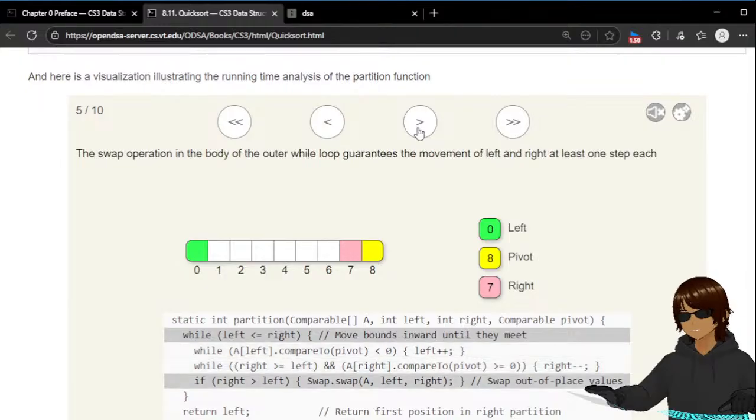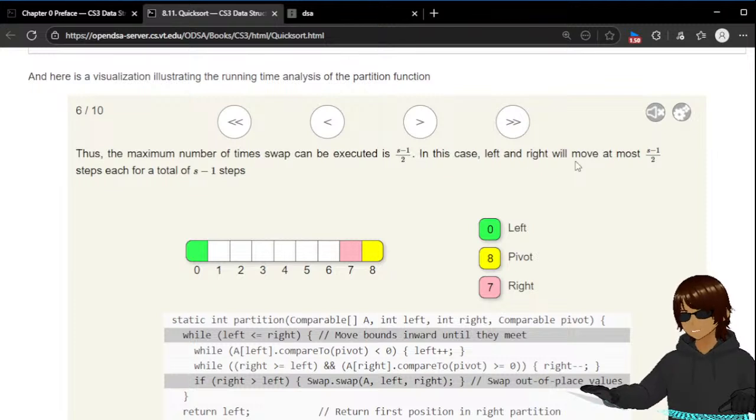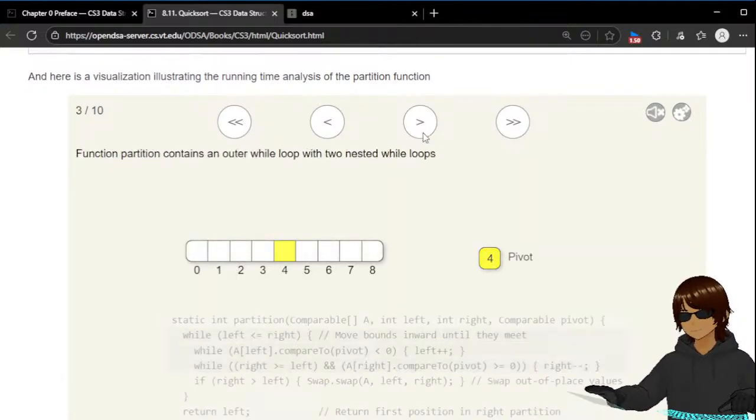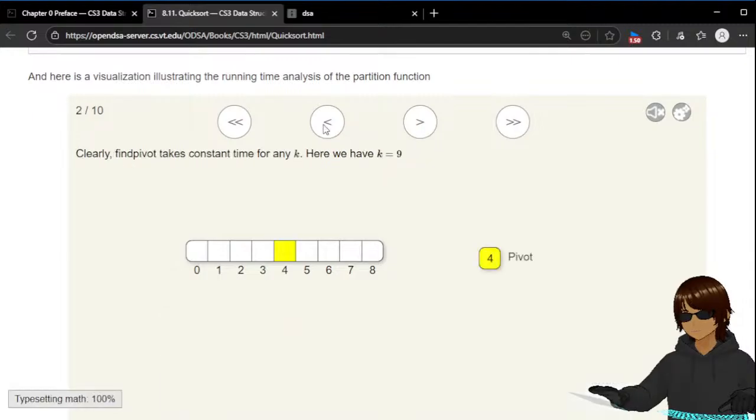So we shift it to the right, pivot to the right. Maximum number of times swap can be executed is s minus 1 divided by 2. In this case, left and right will move at most s minus 1 steps for each for a total of s minus 1 steps. K is 9 of any k.